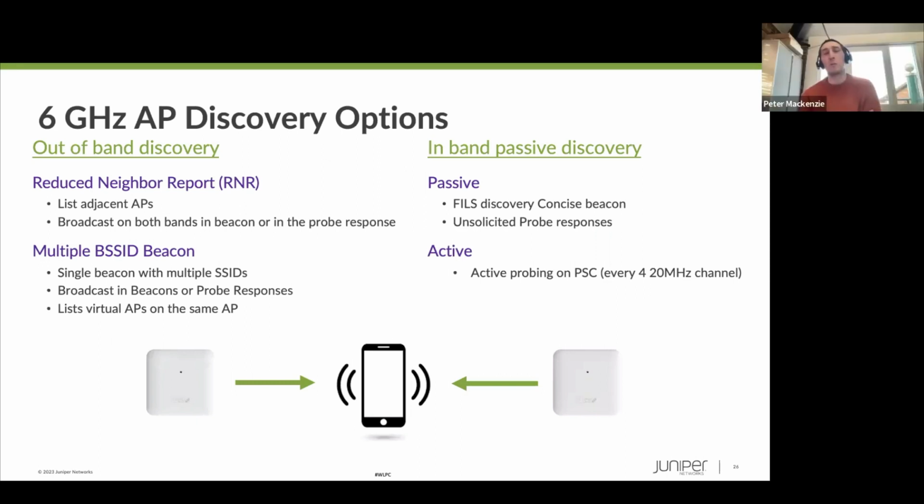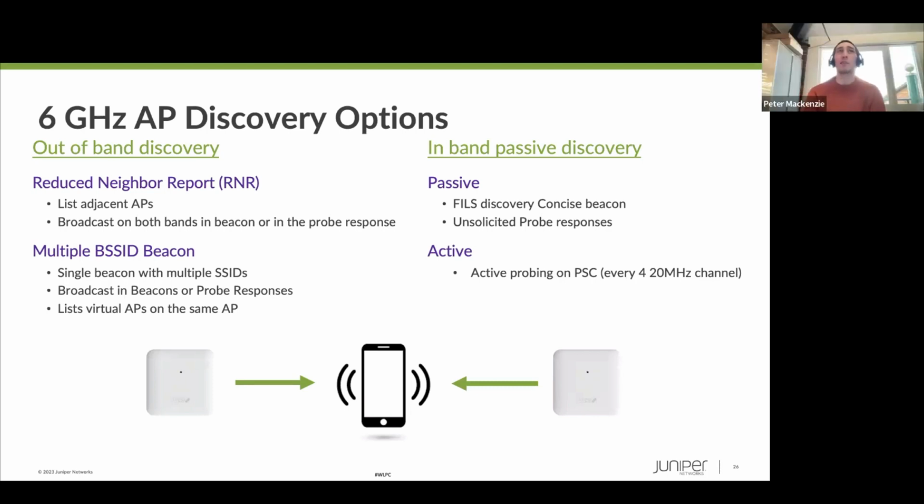But that goes back to your point earlier that it's important, if you've got a 6 gig only SSID, to have that 5 gig radio enabled so it can advertise its RNR. Yep, exactly. Then there's other things in here like the MB-SSID. MB-SSID is optional. We've actually seen some interoperability issues with MB-SSID. We have it disabled. I think others have it enabled, but I don't think it really helps with discovery.